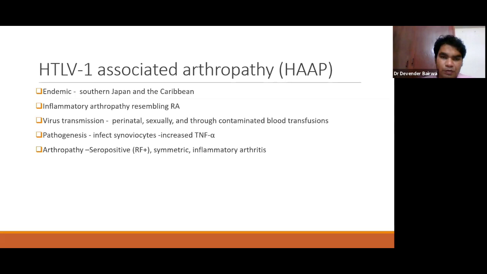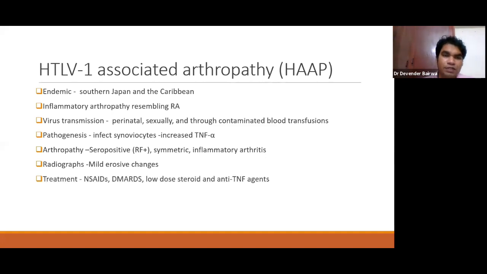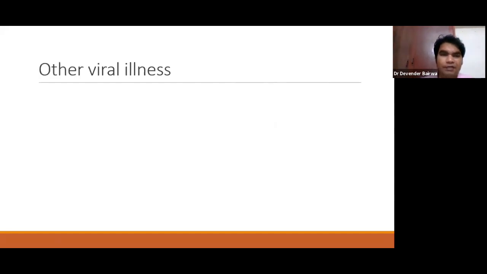They can also have seropositivity for RF, symmetric arthropathy with inflammatory arthritis. If radiographs are done, they will show mild erosive changes, and treatment is like your RA only. You can provide NSAIDs, DMARDs, low-dose steroids, and if that is not sufficient, then you can go with anti-TNF agents. Otherwise, viral arthritis can be seen with rubella, Epstein-Barr virus, or Coxsackie virus.